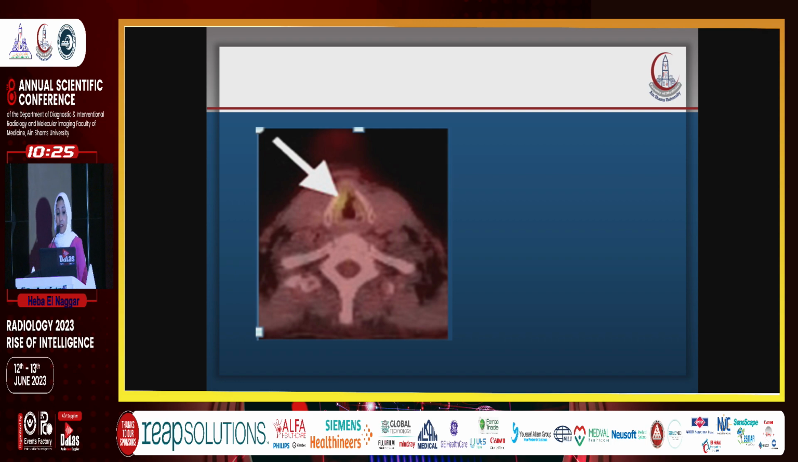We proceed here, and this is a patient with lung cancer who was referred for PET-CT assessment.